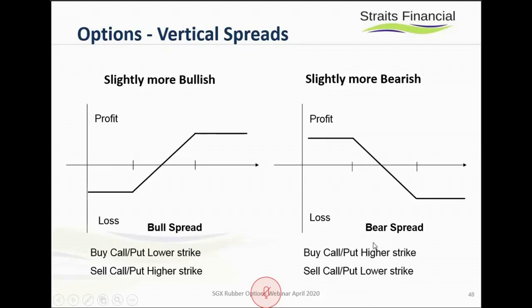Okay, a bear spread means you expect the market to go down a little bit more than going up. So if the market closes lower, you make some profit. But if the market closes higher, limited loss as well. All right, this is what we call a vertical spread.